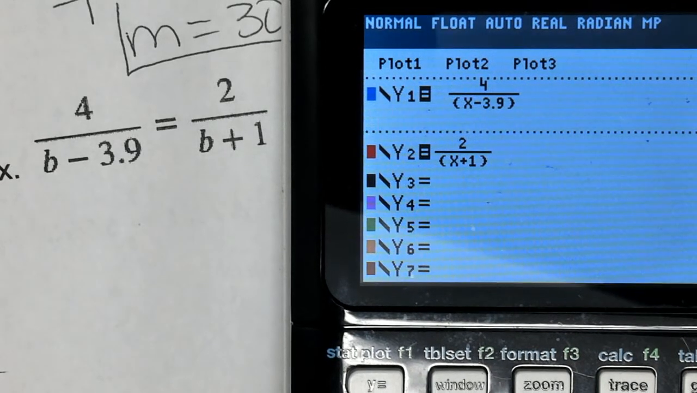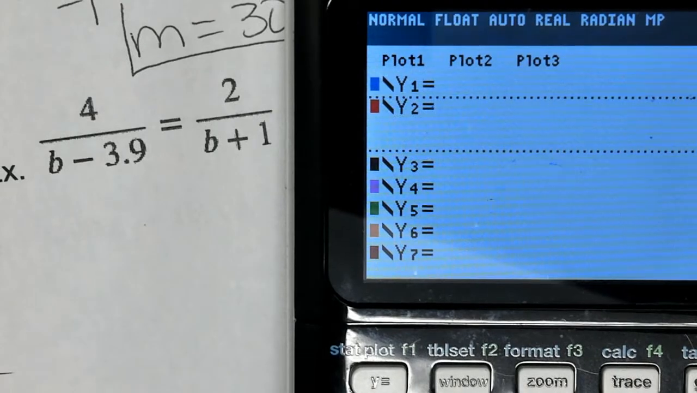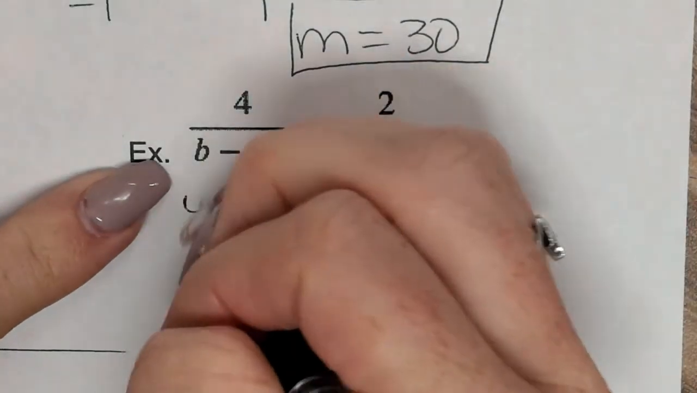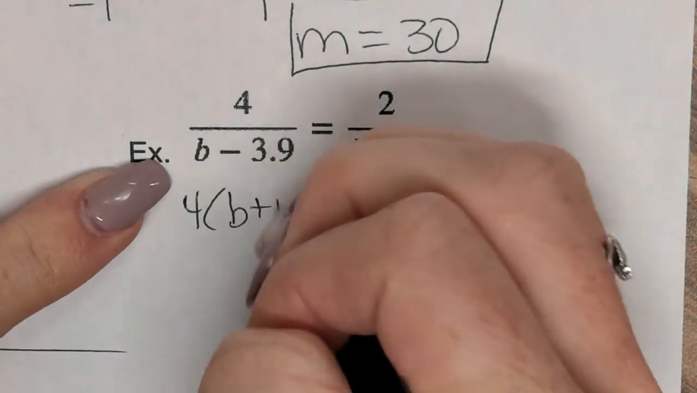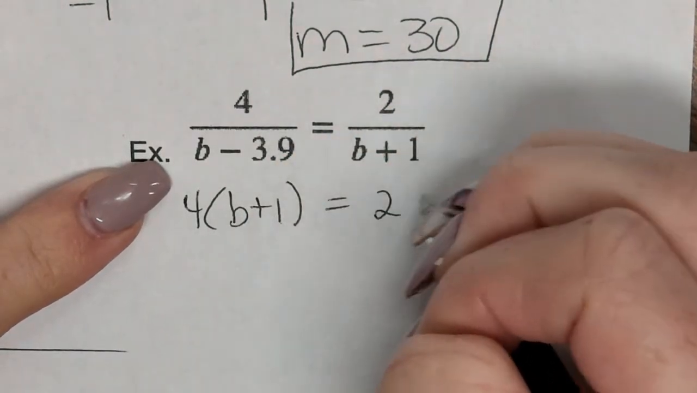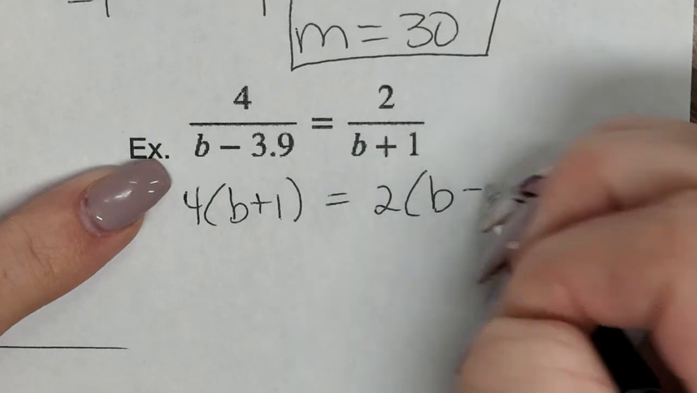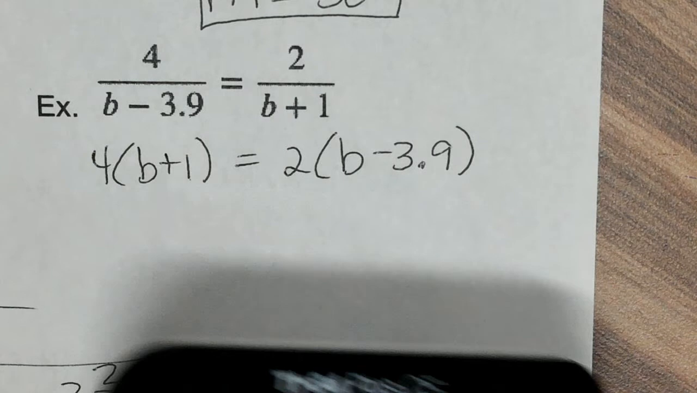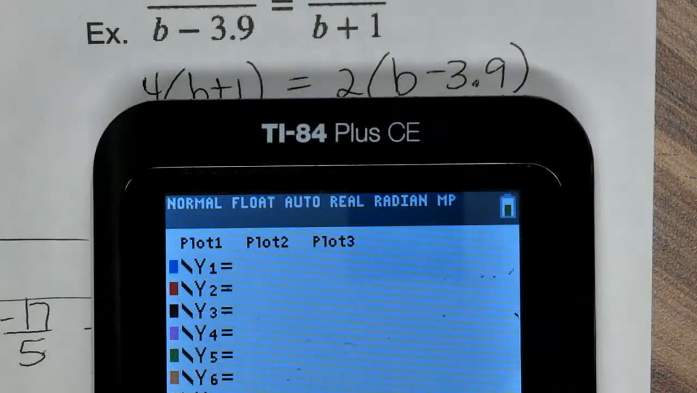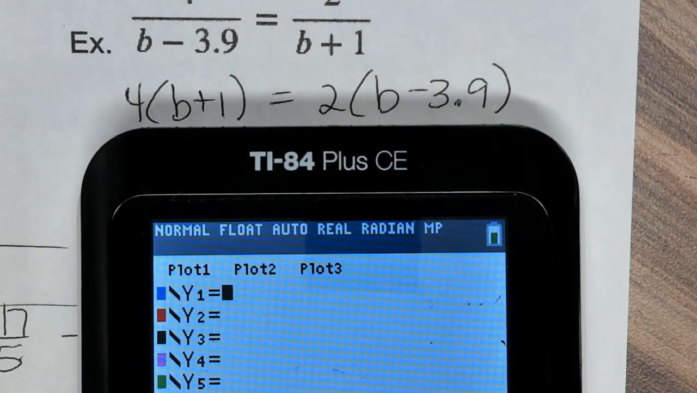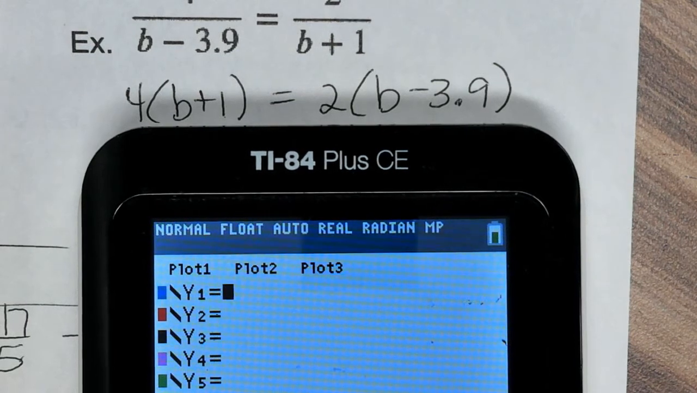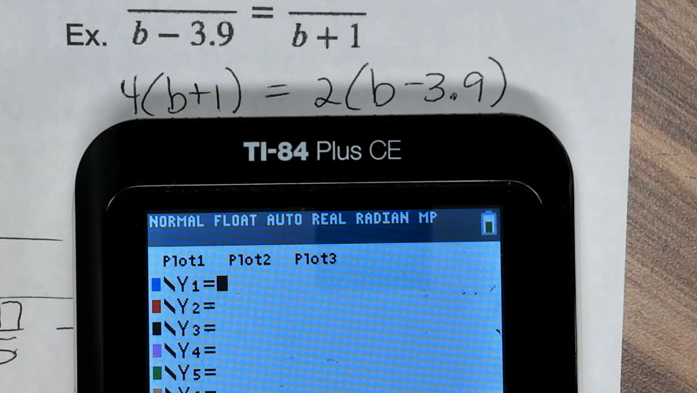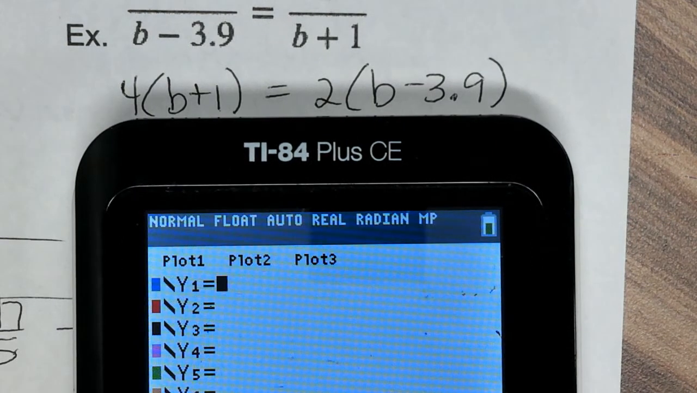Okay, so I guess if it's doing that, then you'll have to distribute first. So let's go distribute and then put it in our calculator. So I would do 4 open parentheses b plus 1, and then 2 open parentheses b minus 3.9. So if you try it that way, let's see if that would do it. I don't know why my calculator... But I'm just teaching you because on the EOC, you can't say, hey, my calculator's giving me an error. So you kind of have to figure out from there what to do.